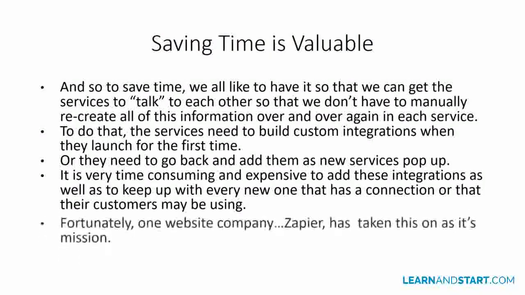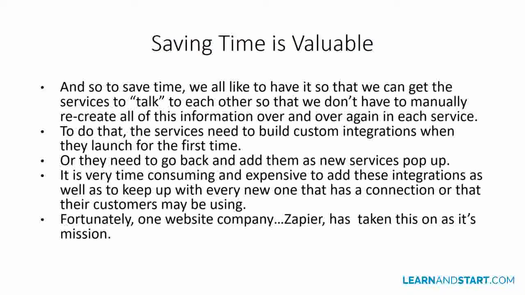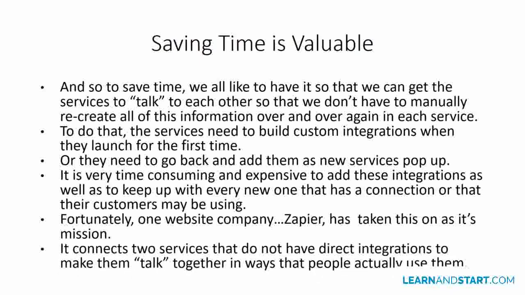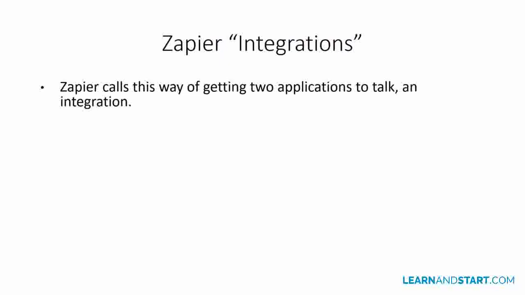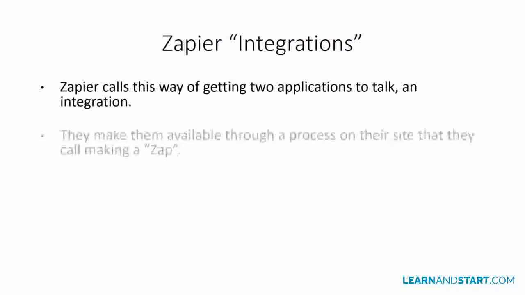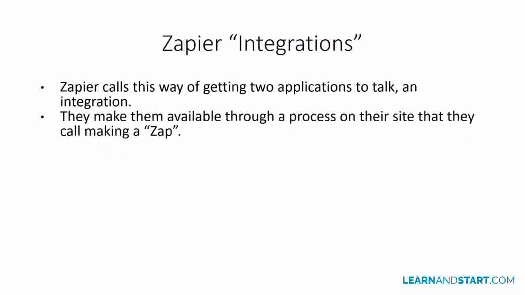Fortunately, there's one website company, it's called Zapier. They've taken this on as their mission. They connect two services that typically don't have these direct integrations and they make them talk together in ways that people actually use them. And Zapier calls this way of getting two applications to talk an integration. They make them available through a process on their site that they call making a zap.